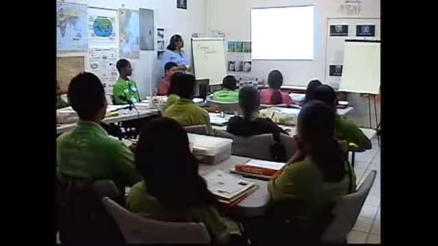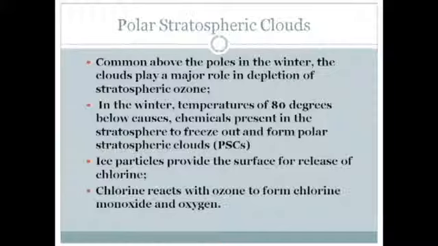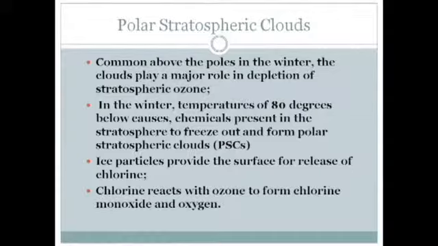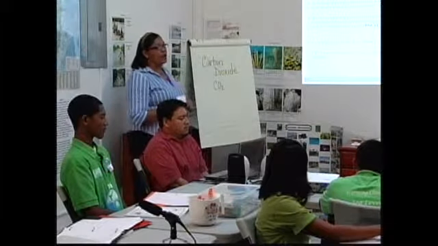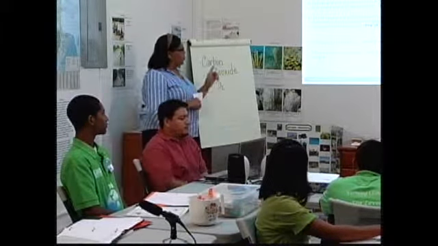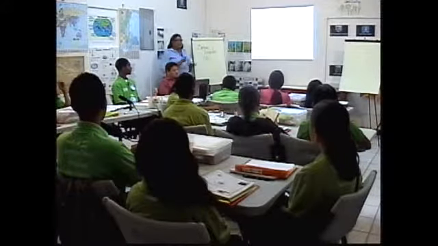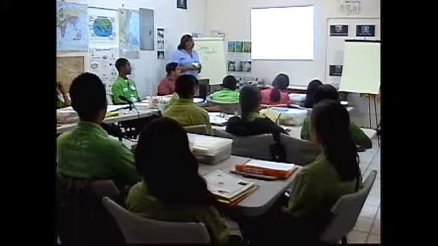In the winter, the temperatures of 80 degrees below cause chemicals present in the stratosphere to freeze out and form polar stratospheric clouds. Now, when clouds are formed in the stratosphere, it is not good. Not good for the ozone layer, because that is what causes the depletion of the ozone layer. These ice particles provide the surface for the release of chlorine. In the clouds we have what is called chlorine monoxide, and that is more specifically what depletes the ozone, which we'll hear a little bit more about in just a while.